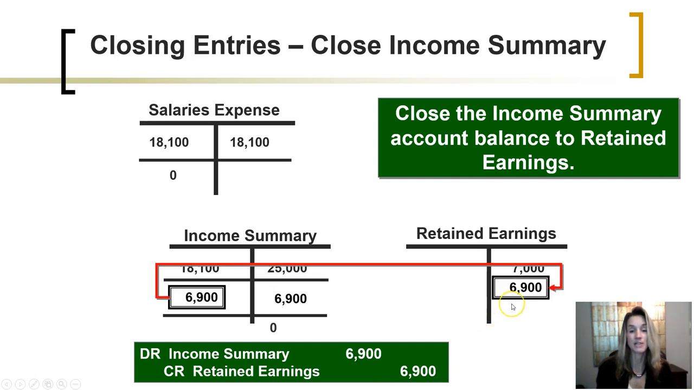thus increasing retained earnings by the amount of net income for the period, and income summary, which was just temporarily used during the closing process, is now 0.